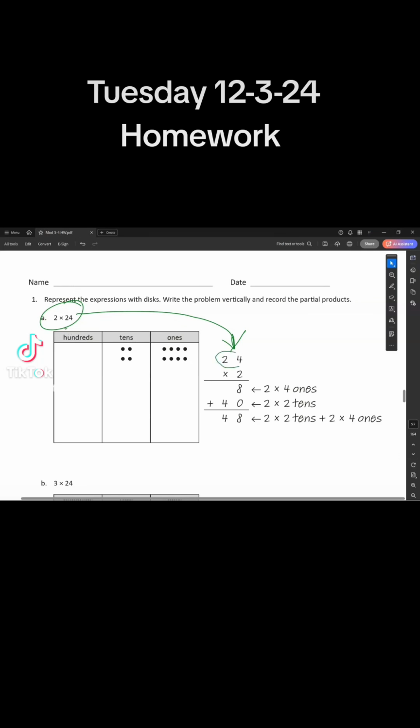So I am making 24. So I have 2 tens and I have 4 ones. That's 24. I need 2 of them. So I make 2 of them. And now I'm going to work it normal now.